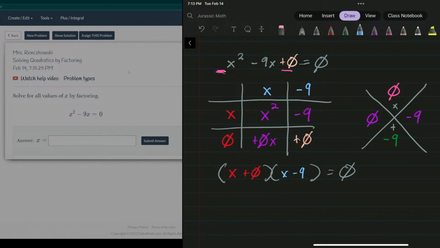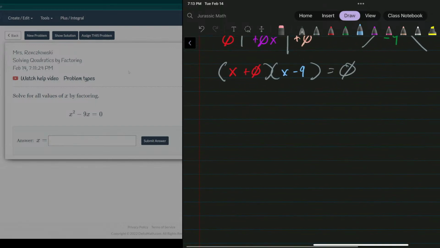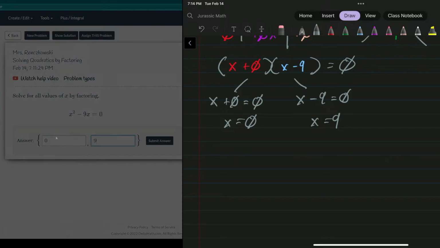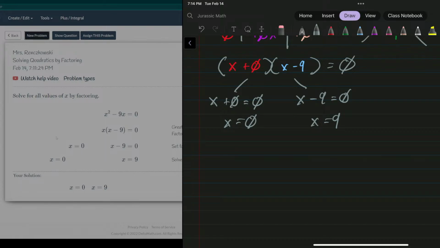But since it wants us to factor it, that means we need to set both of these equal to 0. X plus 0 equals 0, and x minus 9 equals 0. Well, the left one, x equals 0. The right one, x equals 9. So to put my answer in, I type in 0, comma, 9. Submit. Yes, and there we go. We got it correct. So that one's going to be a little bit harder, but I will be going over that type of stuff on Thursdays.